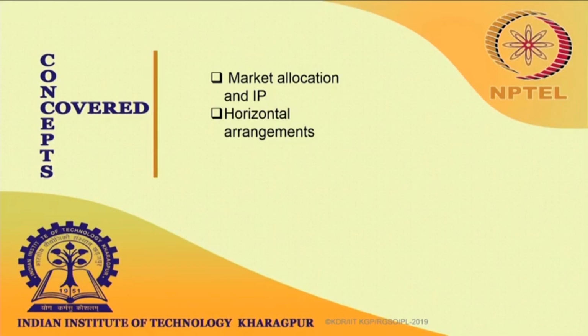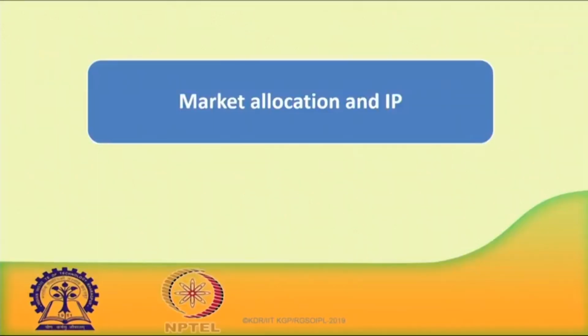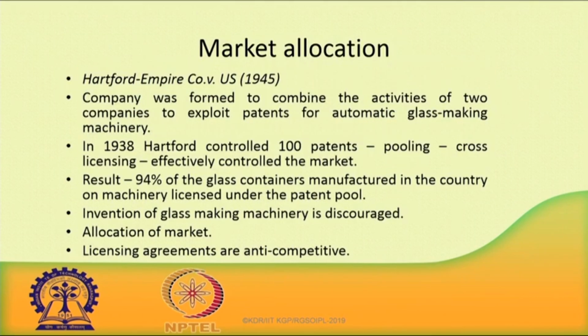Then the court looked into the licensing provisions, whether there is a violation of any of the provisions of the Sherman Act. In this class, we will look into market allocation and IP, then some of the horizontal agreements, and whether these are affecting competition law.